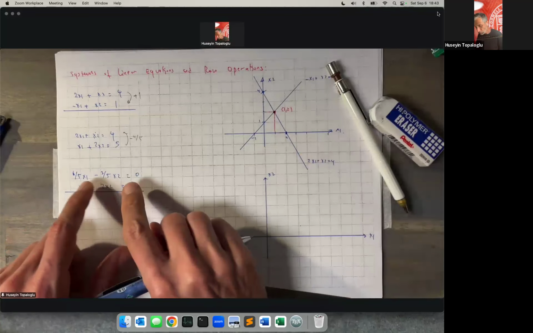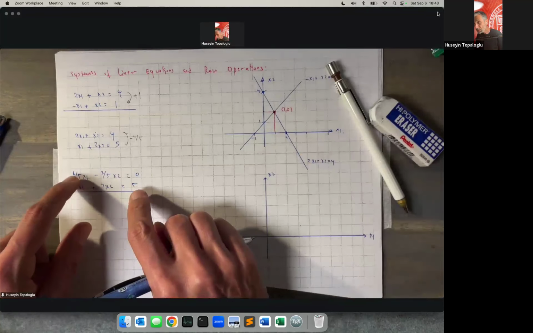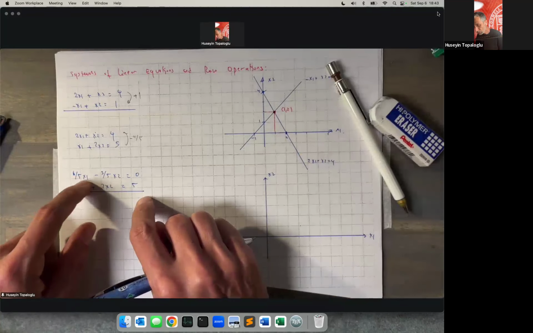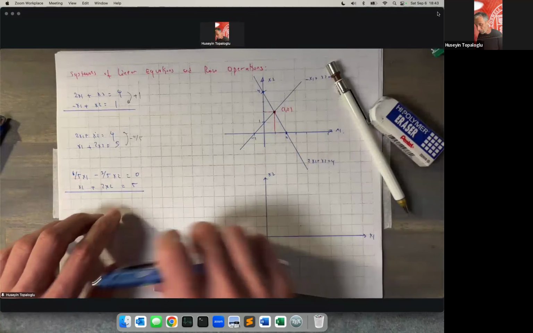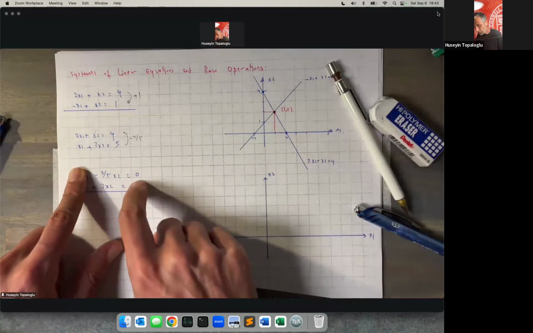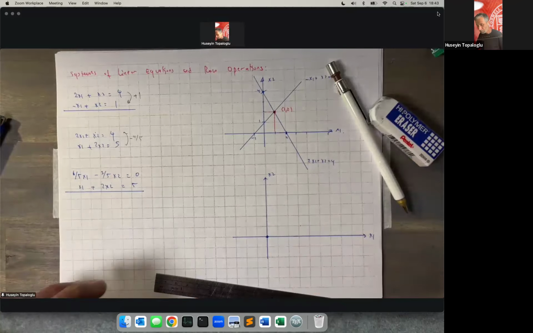Let's plot our first line. Plus 6 over 5 x1 minus 3 over 5 x2 equals 0. When x2 equals 0, x1 has to be 0. When x1 is 0, x2 has to be equal to 0. So this line passes through the origin.